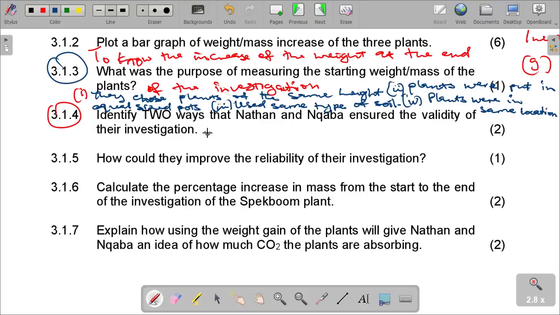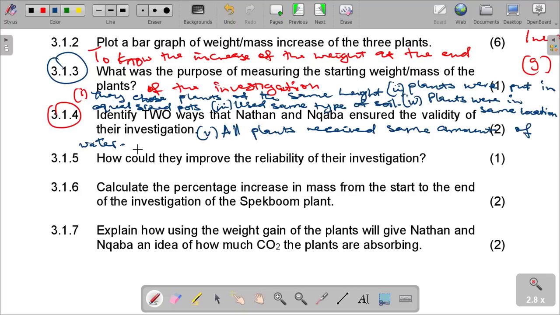And then we can as well say that there is also the issue of saying that all plants received the same amount of water. Same amount of water, which is also very correct. All plants receive the same amount of water. That is very correct again.